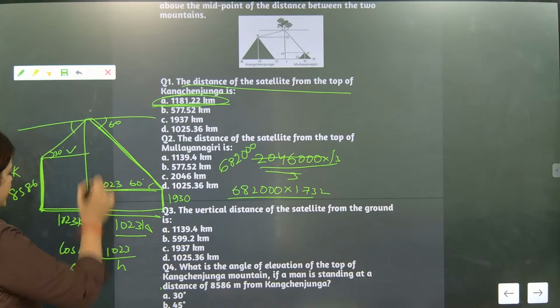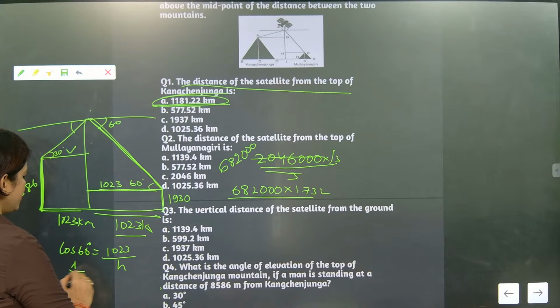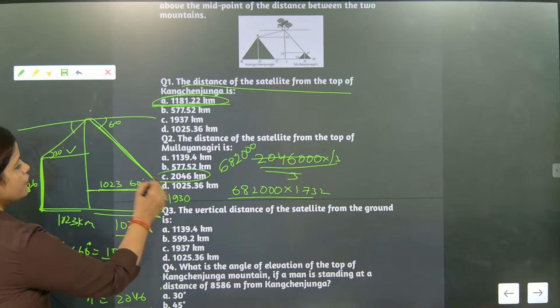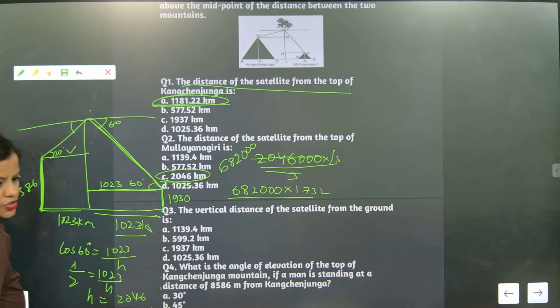Here cos 30 degree was there. Cos 60 is 1 by 2. 1 by 2 is 1023 by h. H is equal to 2046. C is the answer. 2046.